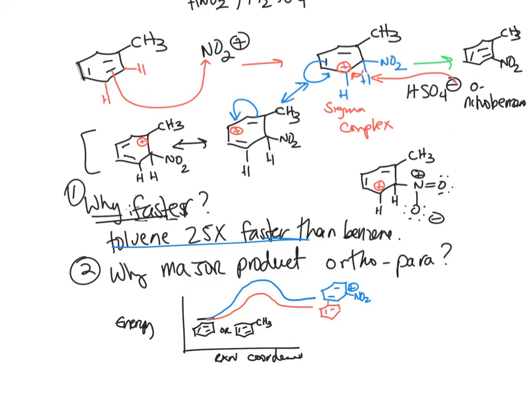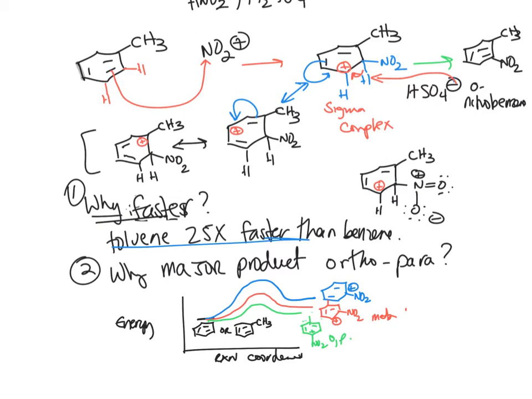So this is CH3. There's your nitro. There's meta. Toluene. And then here, even lower, you have ortho-para. So we'll just do it like that. Okay, so this is ortho or para.